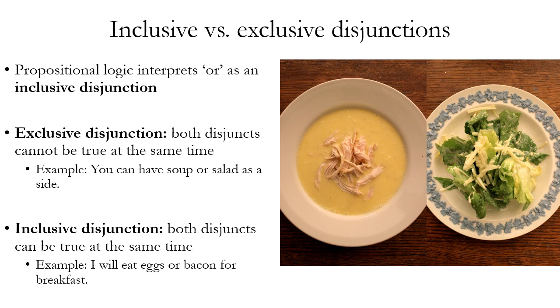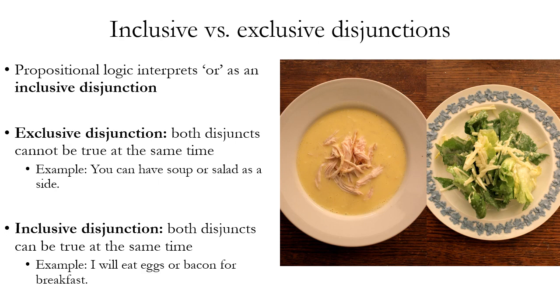An example of the exclusive use of or happens when you are ordering a meal at a restaurant. If the restaurant gives you a choice of sides, typically you can only have one of those sides but not the other. So for example, you can have soup or salad as a side. If that's what the restaurant is telling you, it doesn't mean you can have both. If you order the soup, you cannot have the salad. If you order the salad, you cannot have the soup. So this is an exclusive or.